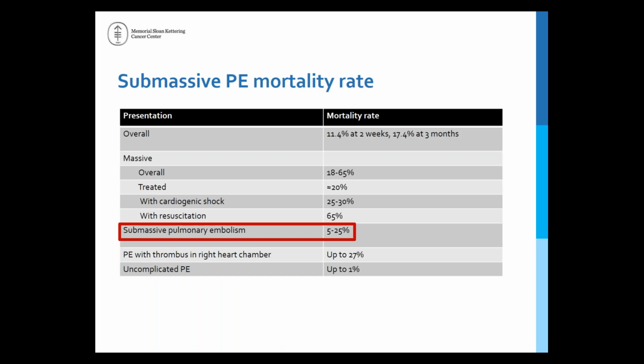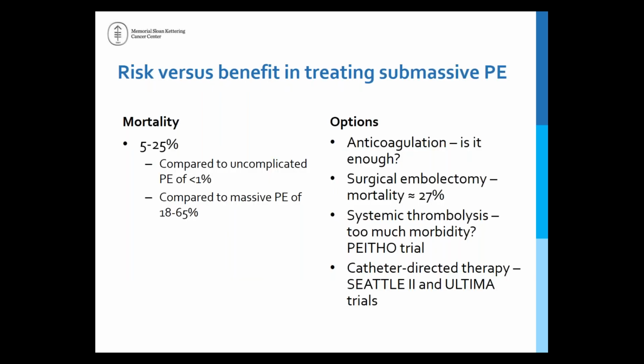And again, the mortality rate of submassive PE is not as high as the mortality rate of massive PE. The mortality rate of submassive PE is about 5 to 25%. So when we're looking at the mortality versus the mortality of massive PE and of uncomplicated PE, we're kind of in the middle with submassive PE at 5 to 25%. So it's not as low as 1%, and obviously it's not as high as 18 to 65%.